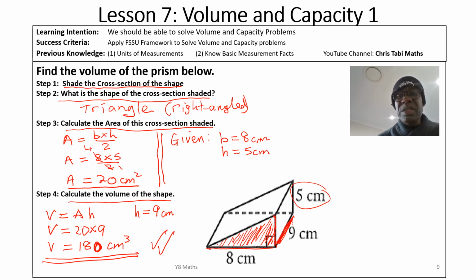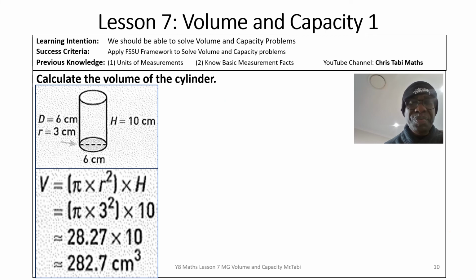180. So first we had to identify the cross-sectional area and then calculate what that area is and multiply by the H to get the volume. A cylinder won't be any different because the cross-sectional area is a circle. We know that the diameter is 6 centimeters, so the radius must be 3. The height is given as 10, so all those things have been given.